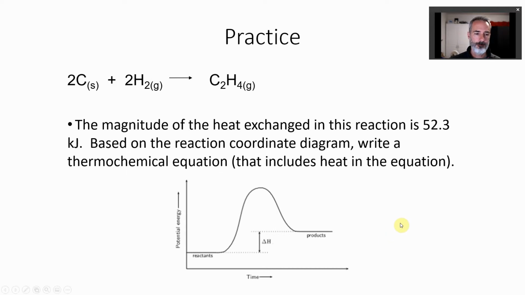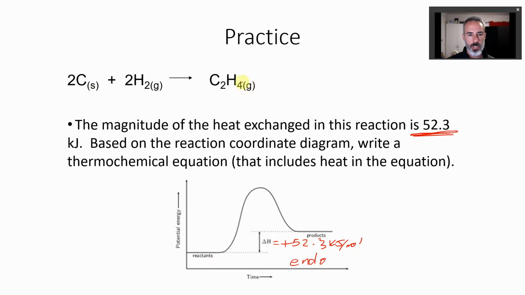Let's try another one. Okay, so this one, I think what they're getting at here is there's no sign. We have to decide the sign. Well, based on this enthalpy diagram, it's clearly positive or negative 52.3 kilojoules per mole. Well, it looks to me like the reactants are lower in energy than the products. They're going to have to gain it. We know it's endothermic. And so if it's endothermic, it's got to gain it.